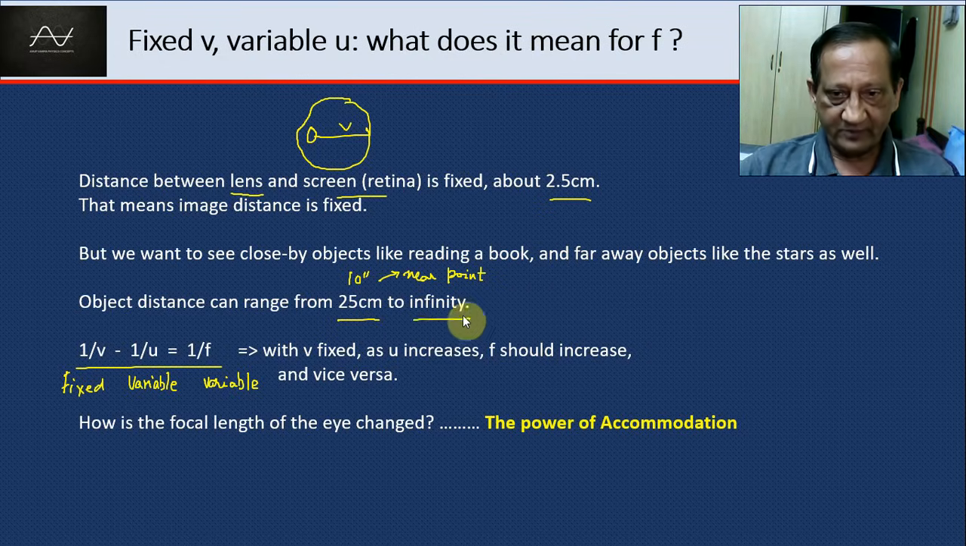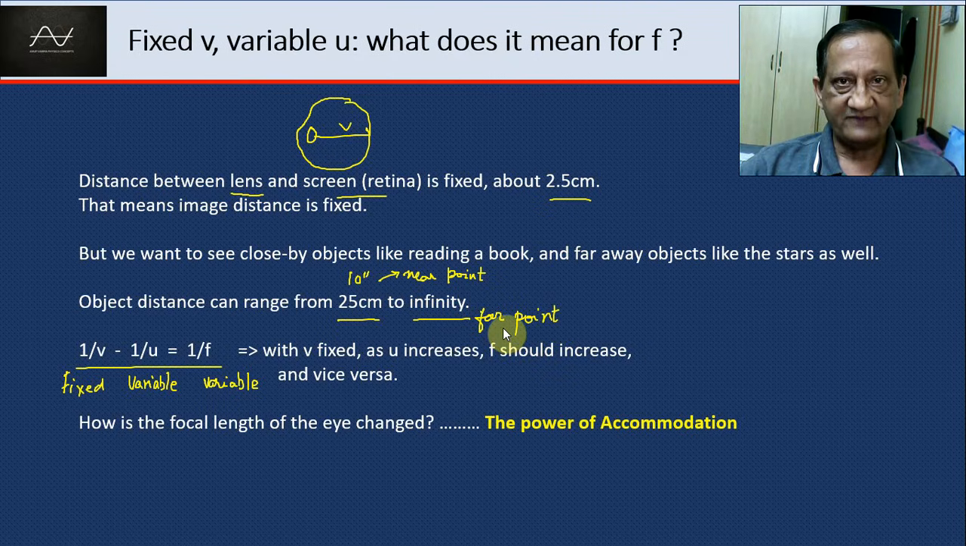Then the far point is infinity. We can see stars, for example. So for a normal eye, the near point is 25 centimeter and the far point is infinity.